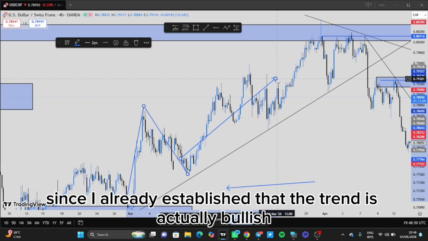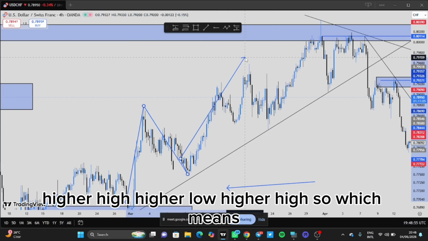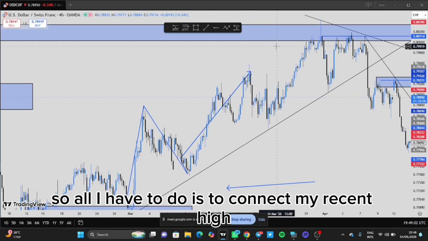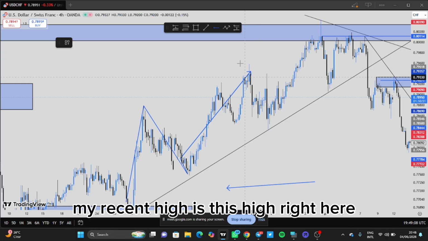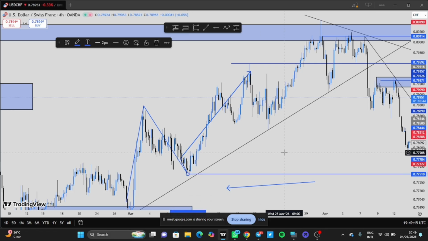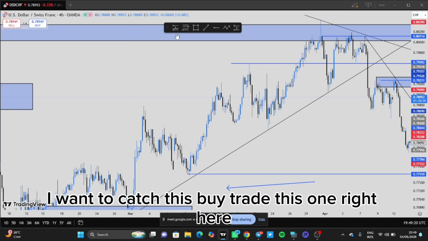So how do I catch it? Since I've already established that the trend is actually bullish, higher high, higher low, higher high, which means a higher low is going to be formed based on the structure. So all I have to do is to connect my recent high and my recent low. So where is my recent high? My recent high is this high right here, and my recent low is this one right here. Right, you can see it clearly, right?